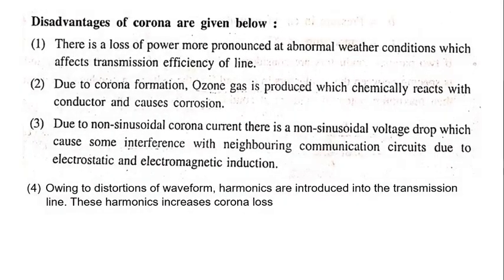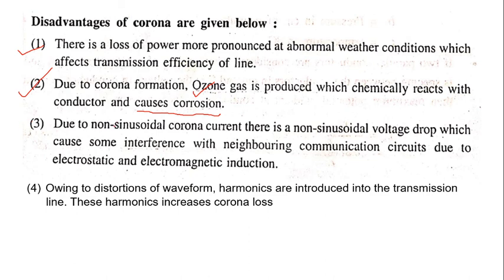Now these are the disadvantages. There is a loss of power, more pronounced in abnormal weather conditions, which affects the transmission efficiency, because corona is ultimately one type of loss. Next, due to the corona formation, ozone gas is produced, which chemically reacts with the conductor and causes corrosion. Because of the formation of ozone gas, the conductor is going to get corroded. So this is the second disadvantage.